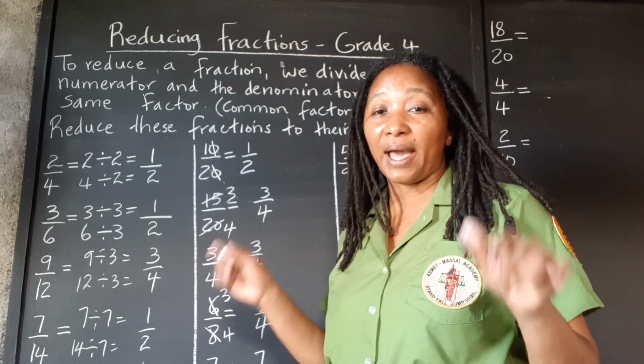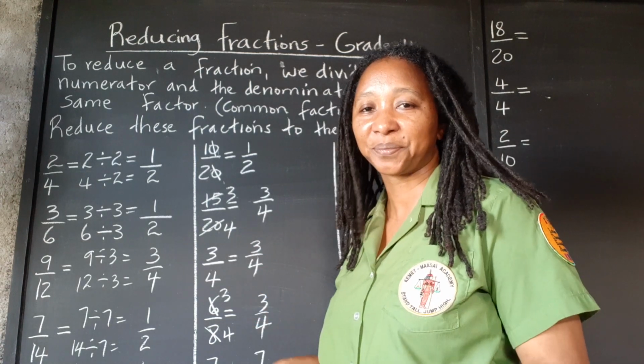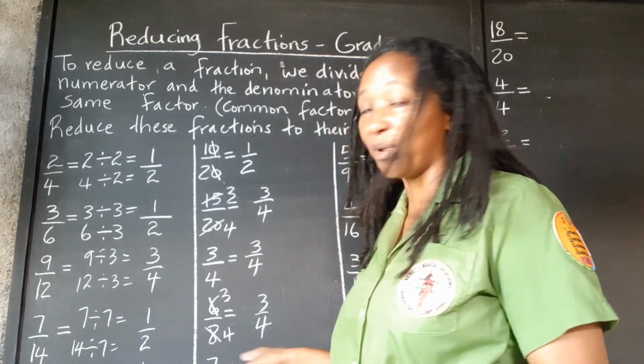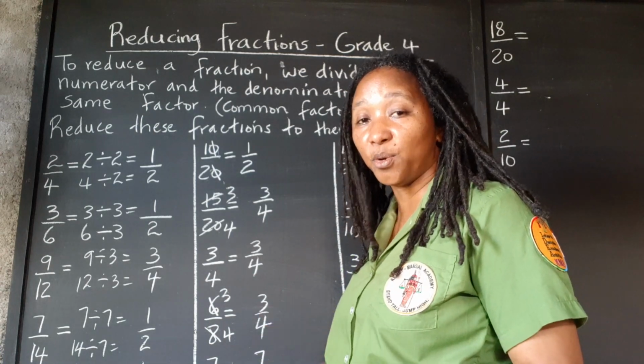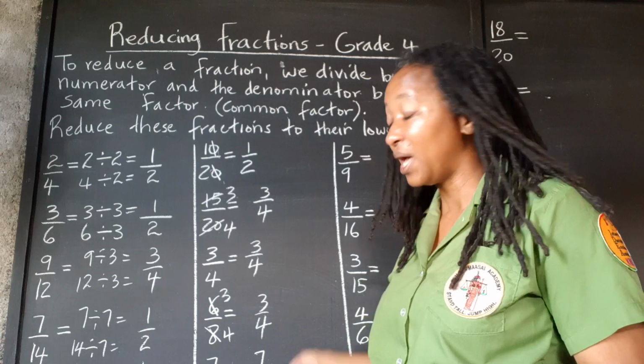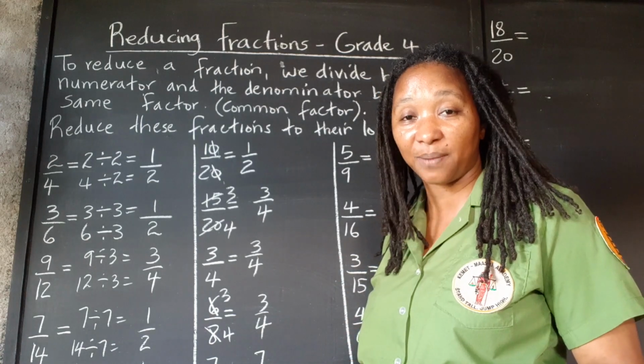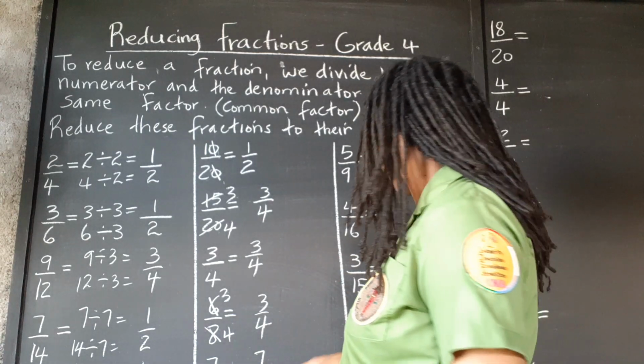Just say, I cannot be tricked. I cannot be tricked about reducing fractions. I know this is already in its simplest form. I'm not going to waste any time trying to reduce it any further.